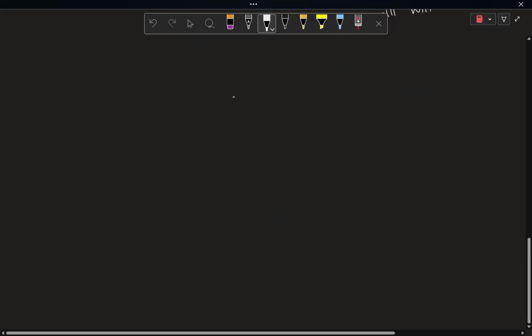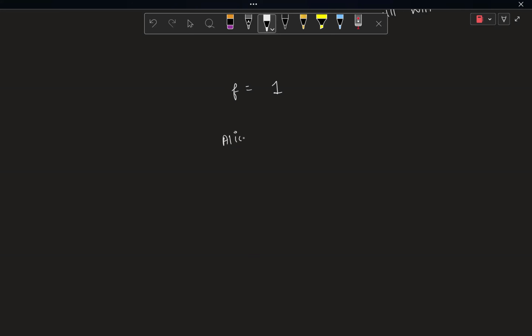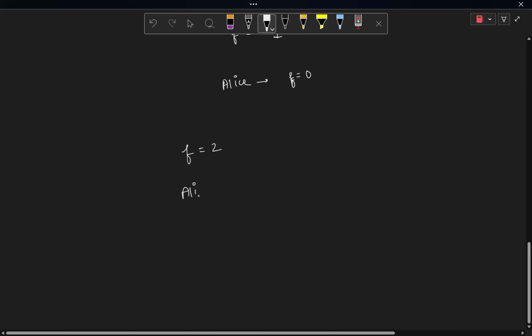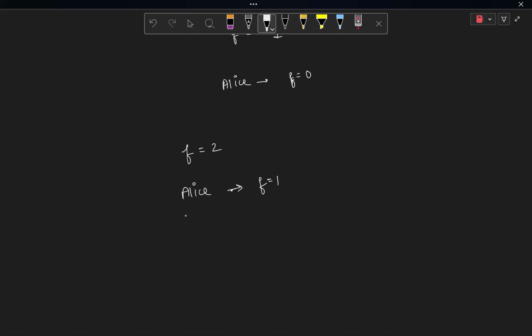Now see, let's say there is only one flower, f equal to 1. After Alice's turn, f will become equal to 0 and Alice will win. In case f was equal to 2, then after Alice's turn f will become equal to 1, and after Bob's turn f will become equal to 0 and Bob will win.